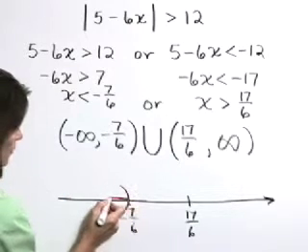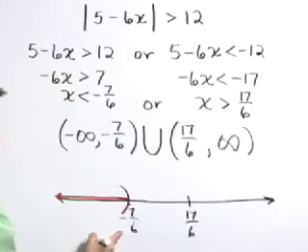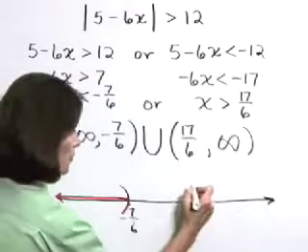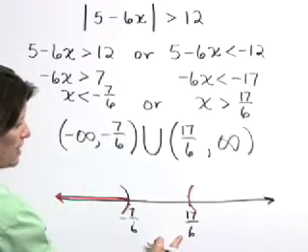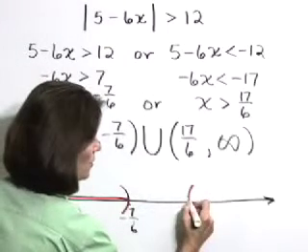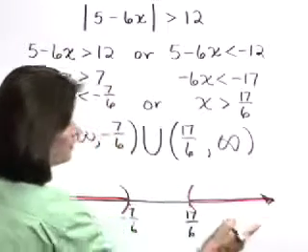and values here from negative infinity up to negative 7/6. On our right-hand side, we're going to use a parenthesis as well, showing that 17/6 is not included in our solution set. And bold this arrow to indicate all these values to the right of that up toward positive infinity.